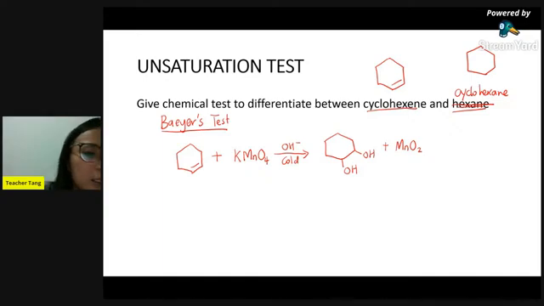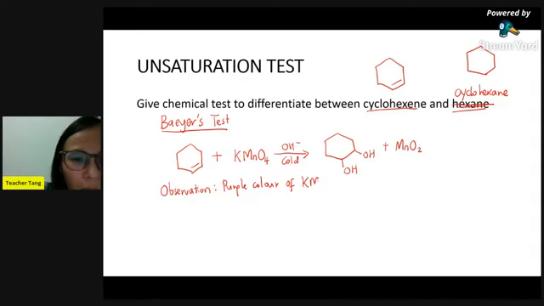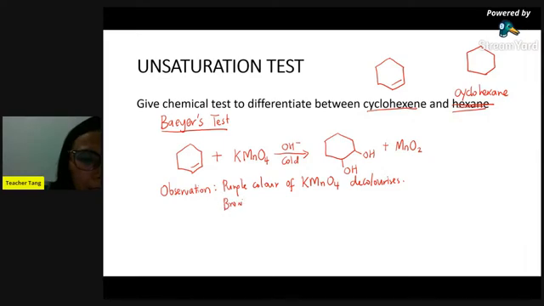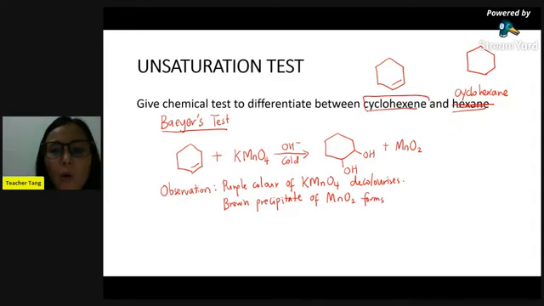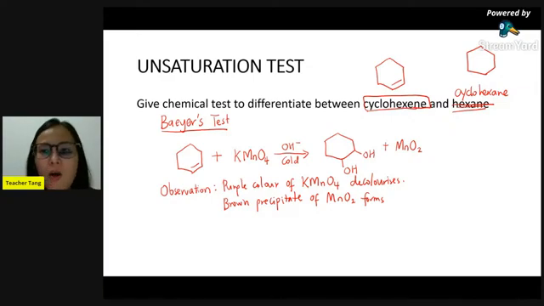And then what is the observation? KMnO4 is purple in color before the reaction. So the purple color of KMnO4 decolorizes. And then, of course, you will get the brown precipitate of MnO2 forms. So this is for cyclohexene.